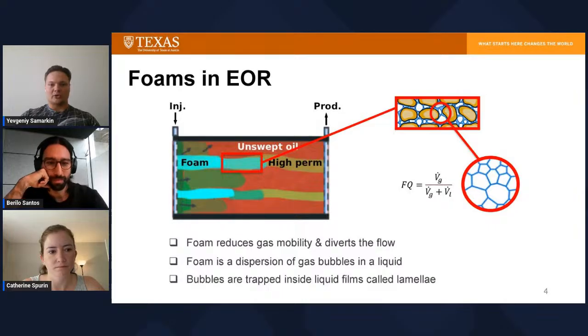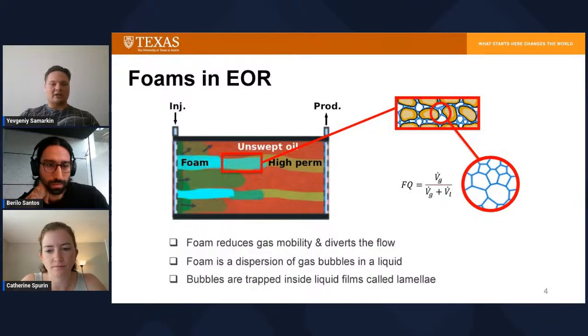Foams are very well known in enhanced oil recovery. They offer a significant advantage over plain gas injection into the subsurface because the gas is very mobile and can quickly break through and appear at the production well. However, if we use foam, then we can significantly reduce the mobility of the gas and provide uniform injection into the subsurface. At the same time, foam has an ability to plug high permeability zones and divert the flow into low permeability zones. By doing this, we can improve the overall sweep efficiency of the reservoir.